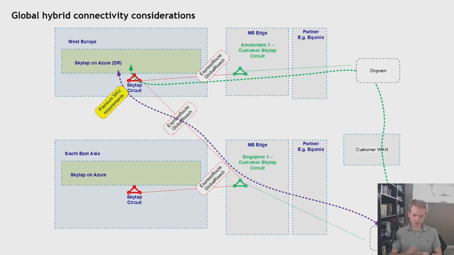I would say if you're working on a global Skytap design, then you probably want to involve either a network specialist at Microsoft or a network specialist at Skytap to engage with the customer and go through some of the nuances of this. But really the idea of putting this slide here is just to get you thinking about, okay, if it's a global customer, there are additional considerations here, and maybe the circuit needs to be a different SKU and connected in a different way.